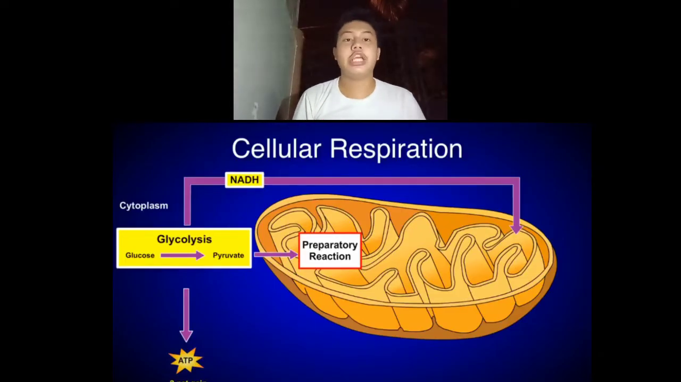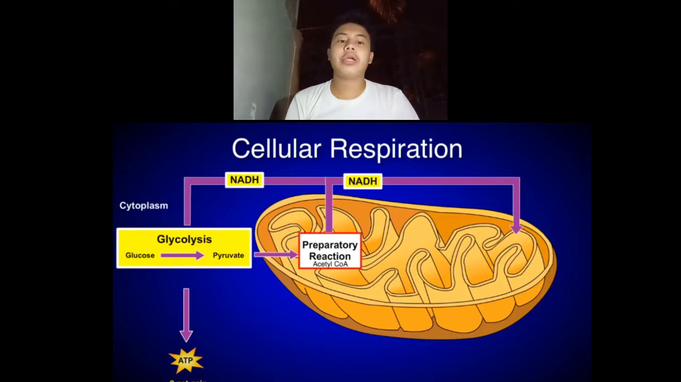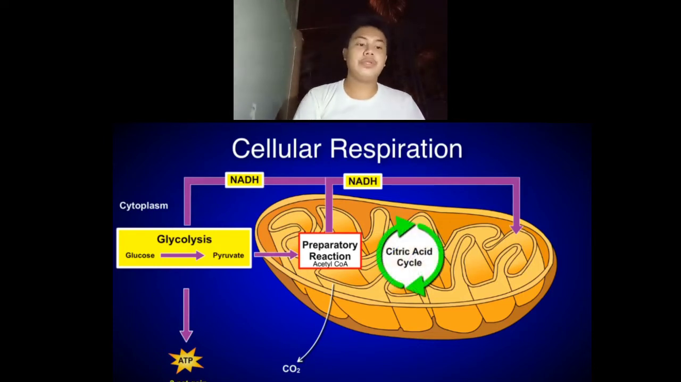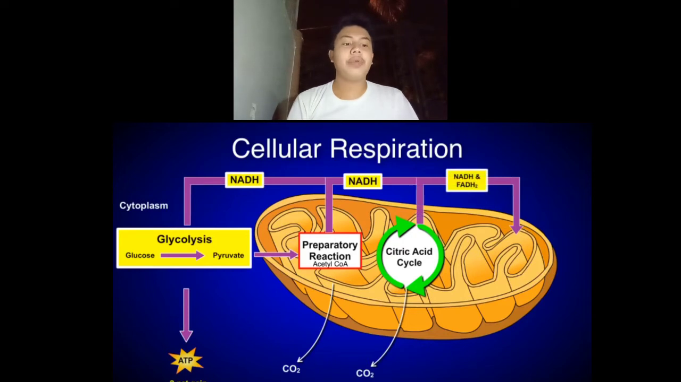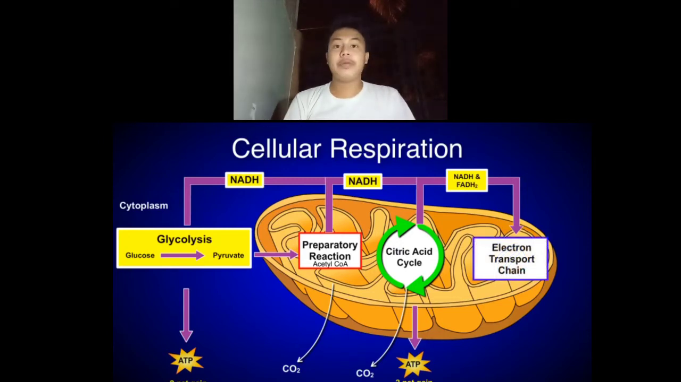For the second stage, which is the preparatory reaction, the pyruvate from glycolysis moves into the mitochondria, where it is converted into acetyl-CoA. During the conversion process, more NADH is produced and carbon dioxide is released. Next is stage 3, the citric acid cycle. The remaining carbons from the initial glucose are oxidized, releasing carbon dioxide. NADH and FADH2 are also produced, in addition to two ATP molecules.